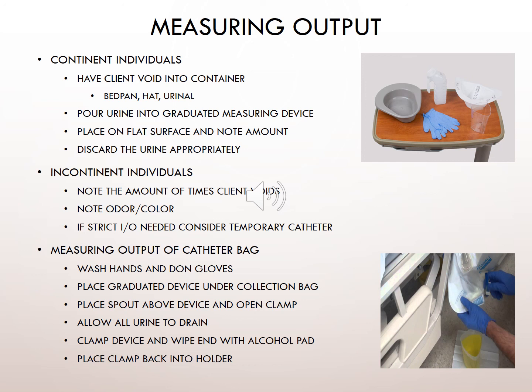And then measuring output of a catheter bag. There's a picture here at the bottom of this PowerPoint. Again, anytime you're dealing with these devices and urine, you want to make sure you're washing your hands and putting on gloves. You're just going to empty that bag into a graduated device and measure it. Once you've emptied that bag, you do want to make sure that you clamp it back so that it doesn't continue to pour out of the bag as it drains the bladder, and put that clamp device back into the holder that is made for it on the urinary bag.